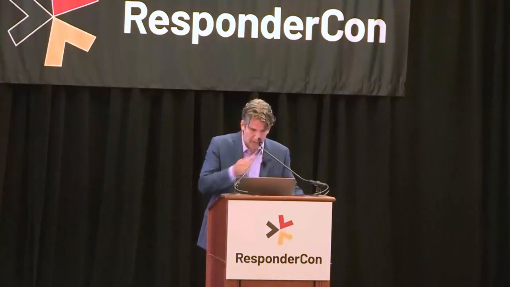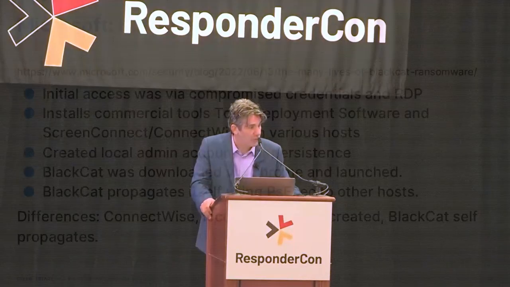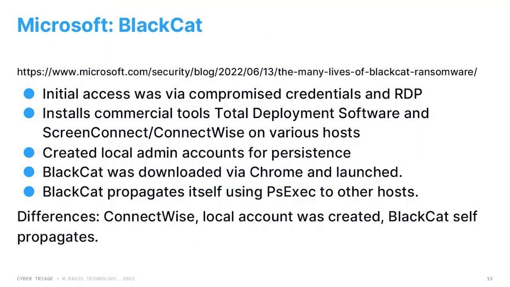One last example is one from a Microsoft report. It's a DFIR report on BlackCat. In this case, the initial access was by some compromised credentials, and they RDP'd into the system. They then installed a couple of commercial tools, tool development software and ConnectWise, on various hosts to get access and remotely control those systems. So less here about Cobalt Strike and more about other commercial remote admin tools that were used.